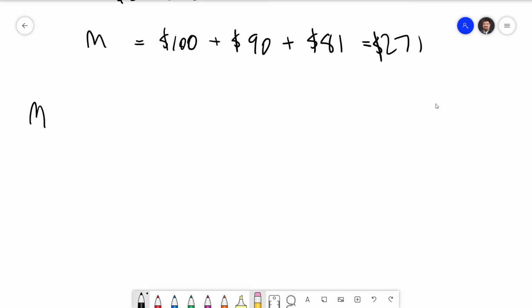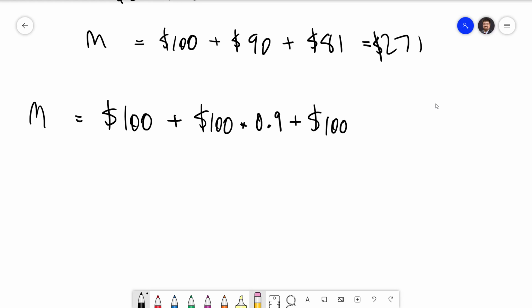To calculate the total money supply with this arbitrarily large number of banks, we have $100 deposited in the first bank. 10% of that is kept in reserve, and 90% of that is loaned out. And so that increases the money supply by $100 times 0.9. That's 1 minus R. That bank is then going to take 10% of that in reserve and loan out 90% of the rest. And so that's going to be the $100 times 0.9 times 0.9 again, so 0.9 squared.